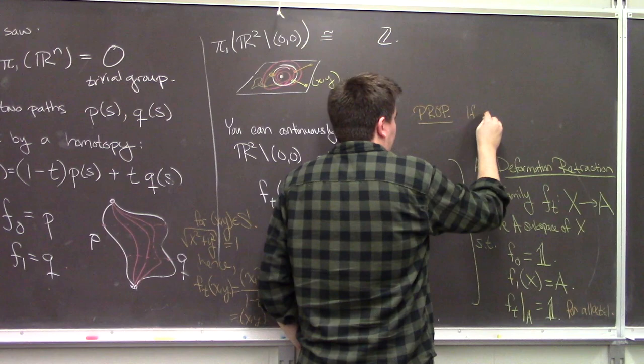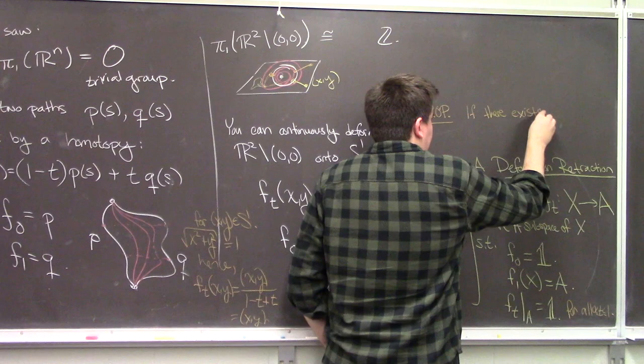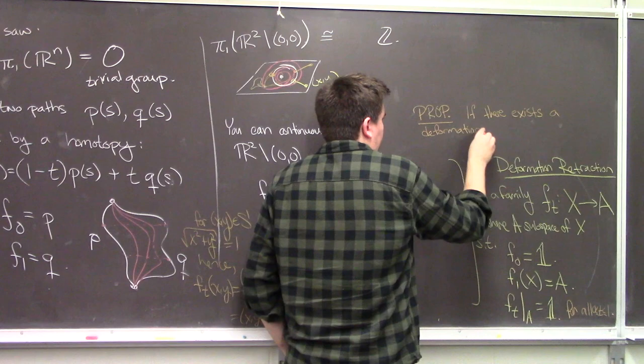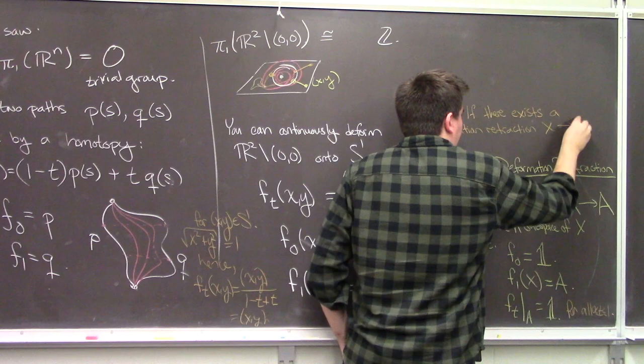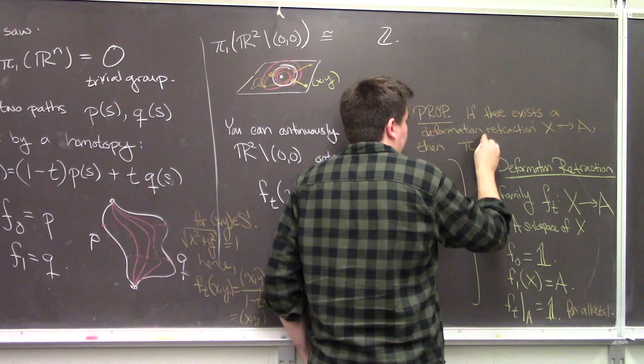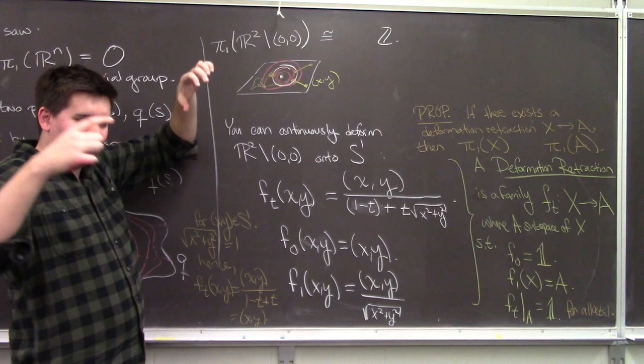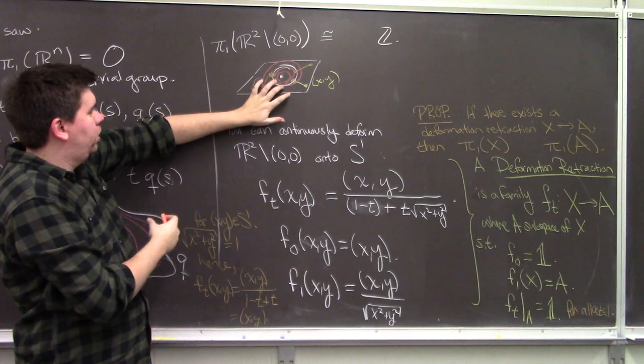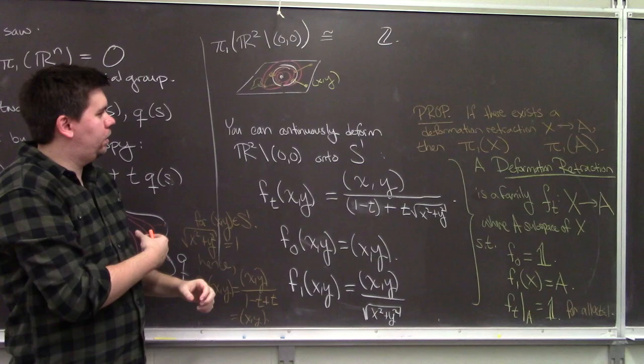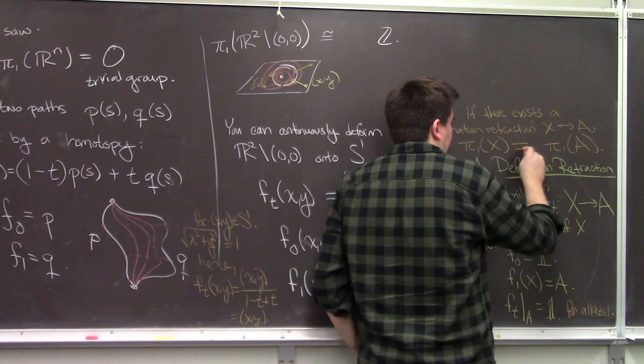If there exists a deformation retraction from X to A, then how do the fundamental groups of X and A compare? Well, if two loops are homotopic out in X, you can just retract those down and they'll still be homotopic in the target subspace. And so you should convince yourself that these guys are actually isotopic.